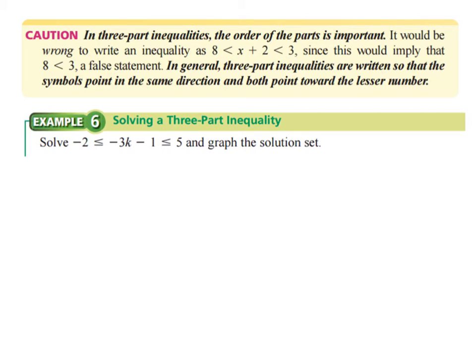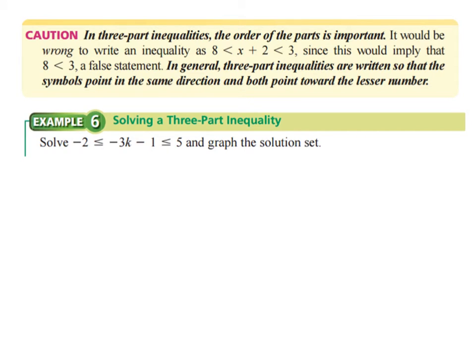Just a short caution at the top there for a three-part inequality. The order of the parts is important. They are emphasizing here that it would not be good to say 8 is less than x plus 2, which is less than 3. Because then if you take out the middle, you really get 8 is less than 3, which is false. So you have to be careful with that. Notice in this one here, negative 2 is less than or equal to negative 3k minus 1, which is less than or equal to 5. So negative 2 being less than 5, this works out just fine.